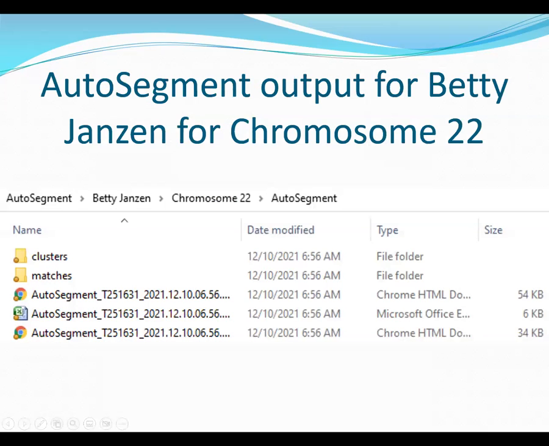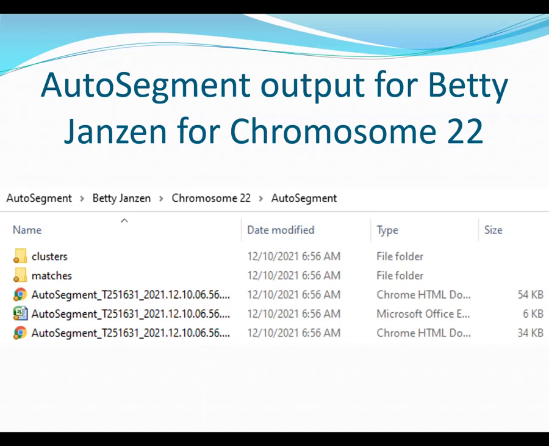Here's the output for the AutoSegment. This is the output for just chromosome 22, and I've opened up the zip file and taken a look at it. You can look at the various different results.